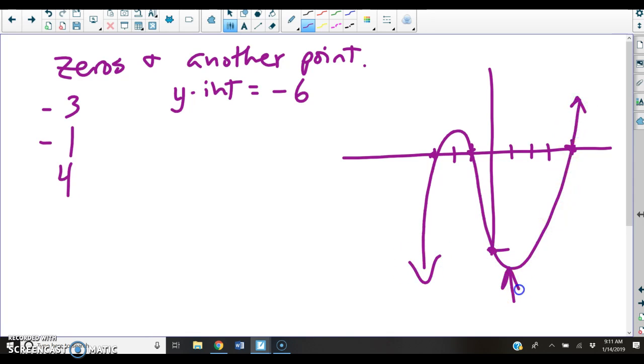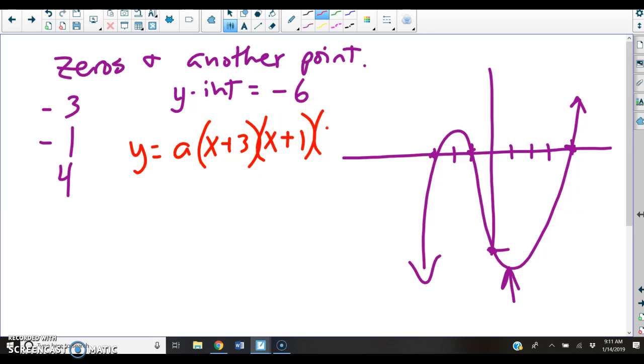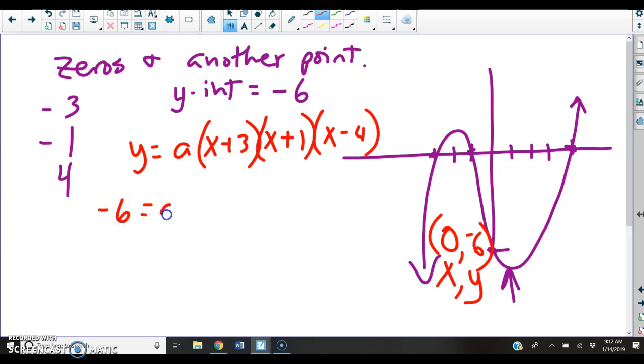Now, this might be right at 0, -6. I don't know. So when I'm asked to write that equation, I'm going to have y equals a, because I don't know what number that is. That'd be x plus 3, x plus 1, and x minus 4. Okay, so now I have this point, 0, -6. So I'm going to put the 0 in for x and the -6 in for y, so I can figure out my value of my lead coefficient.